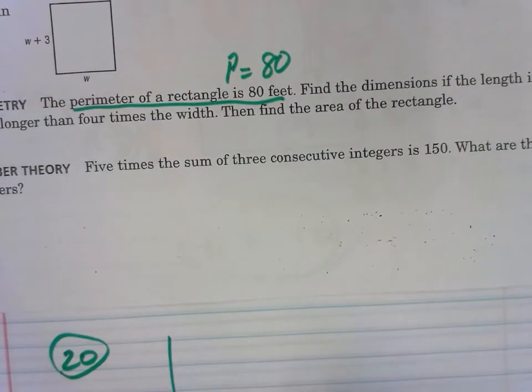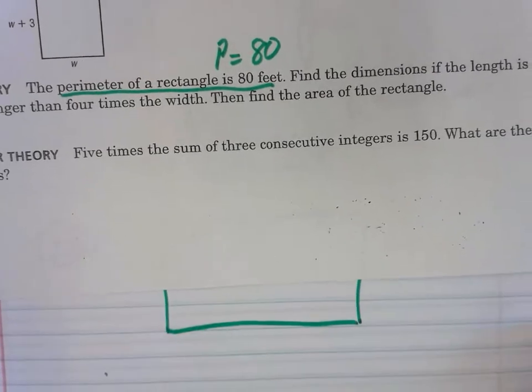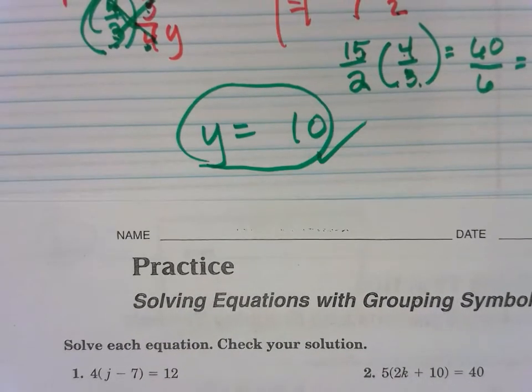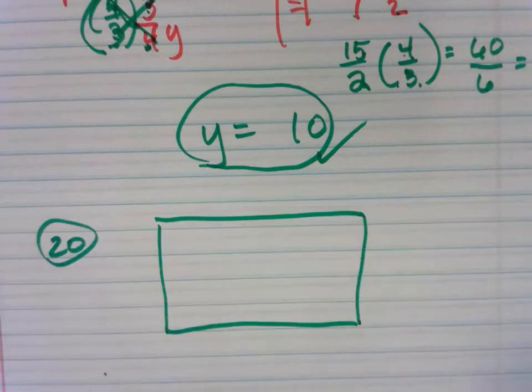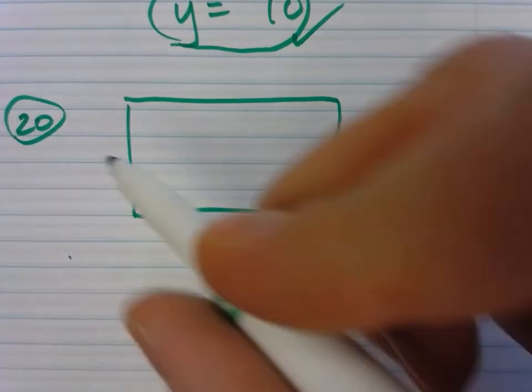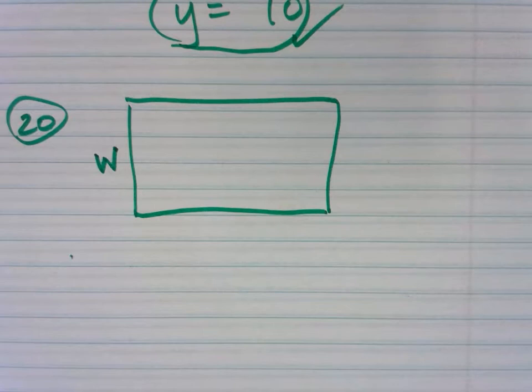All right, so let's draw a rectangle. Let's see if we can figure this out. See my rectangle there? Find the dimensions if the length is 5 feet longer than 4 times the width. My first question is, do we even know what the width is at the moment? No, so I'm going to put a W down for that. Remember, the width is the shorter side.